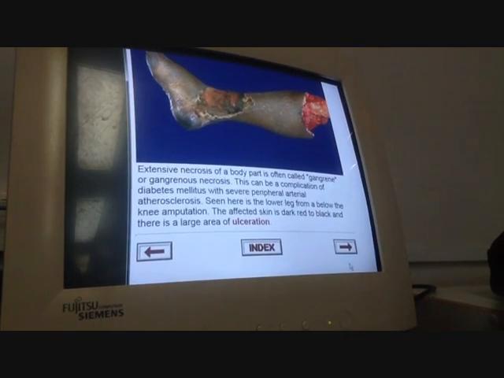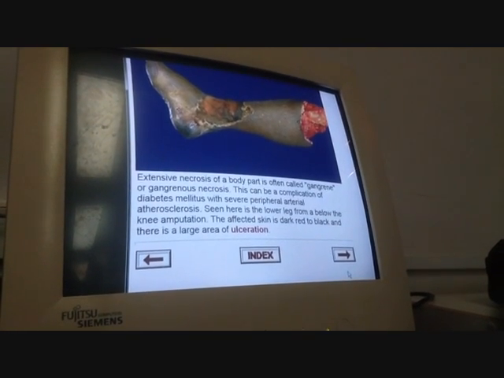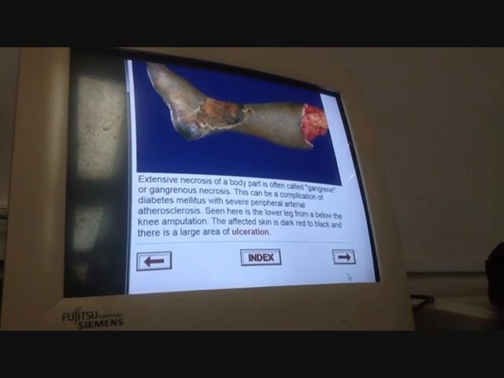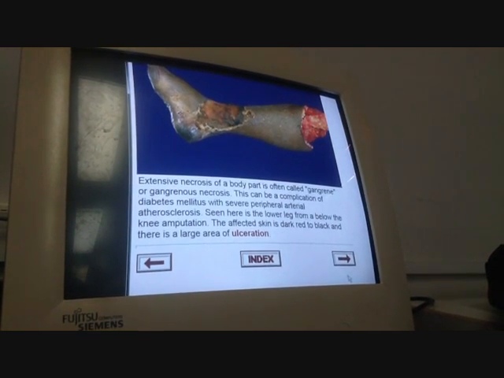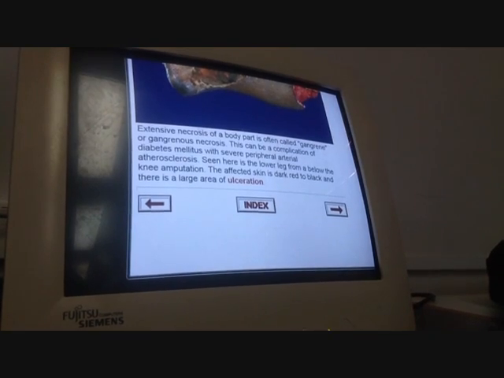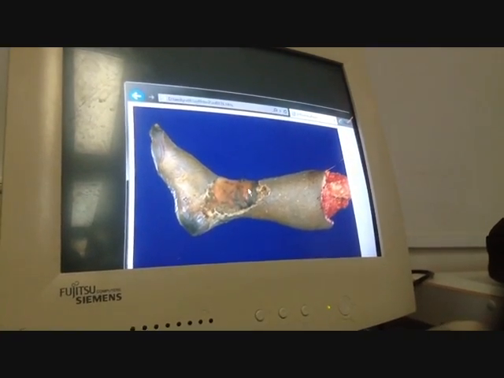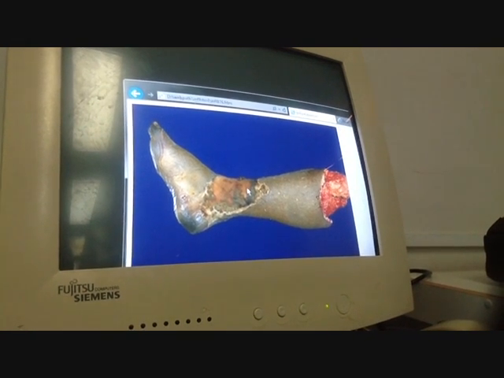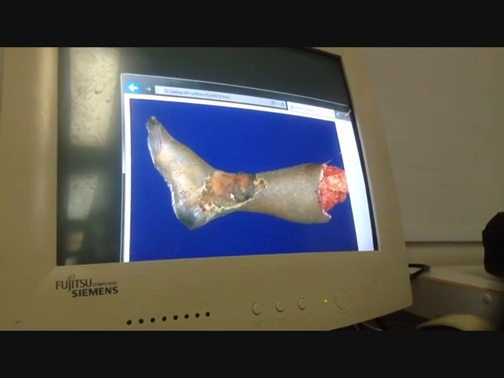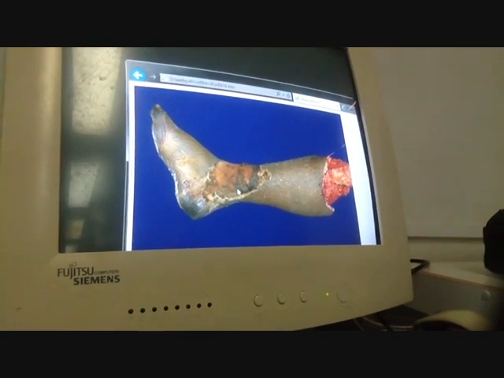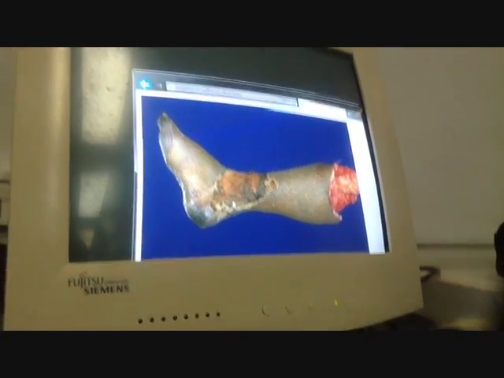Another complication of inflammation is gangrene formation, which is extensive necrosis. You will see the skin is darker in color compared to the normal one. We have different types of gangrene: wet, dry, and gas gangrene. So here we can identify a large area of skin affected by large ulceration.